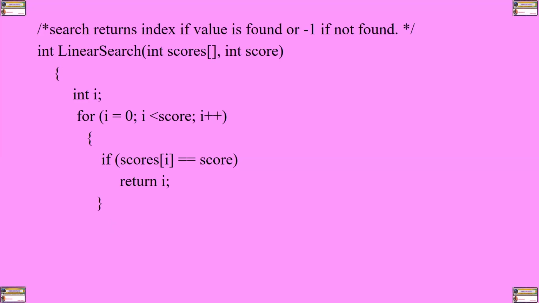Now, before you go to this section, if this value here, scores I, that is now score 0, is not equal to score, it will not return. Of course, it will return I, it will return the address.